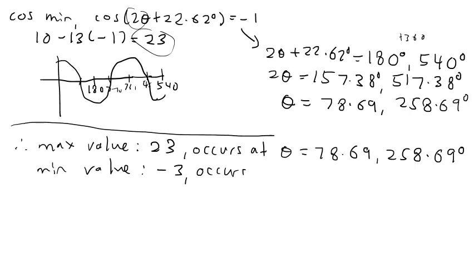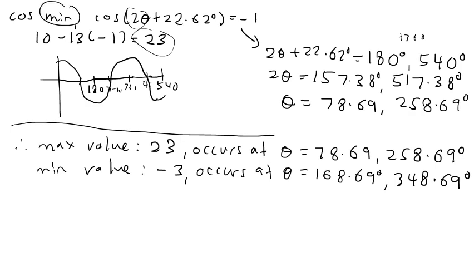So this minimum value occurs at theta equals 168.69 degree and 348.69 degree. Okay, so we have to write down the final conclusion because, as I said before, the minimum here actually represents the maximum value. So that's why we have to rephrase below here for the final answer. So be careful when you're dealing with this kind of question in the future.